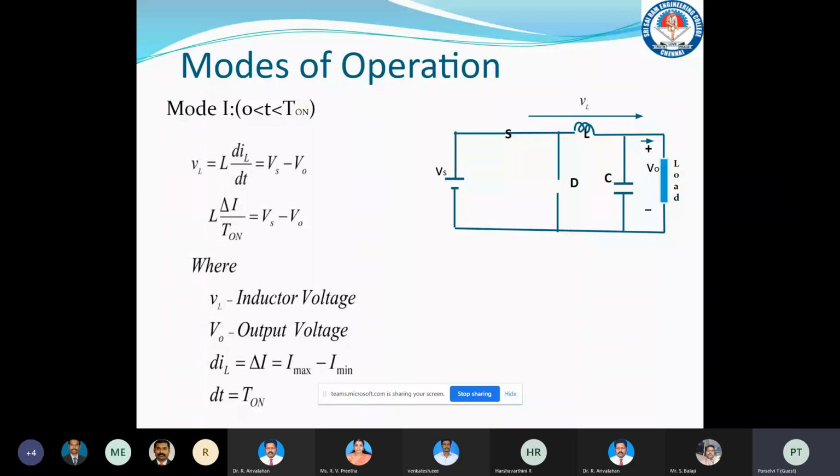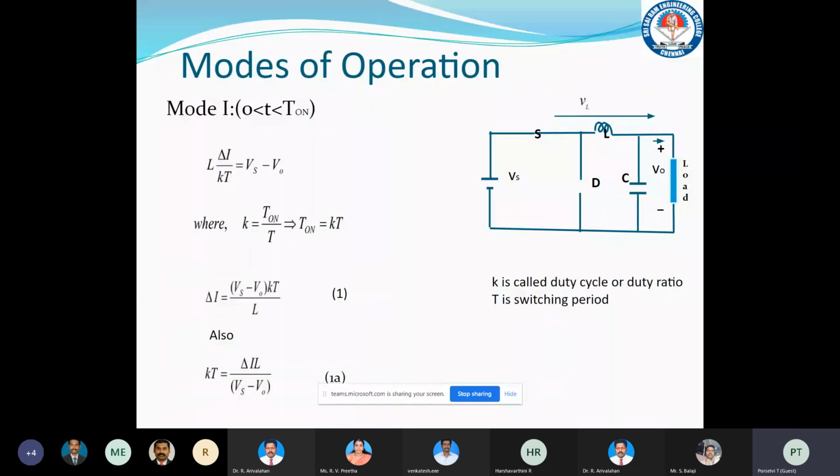And we can write dIL as the change in the inductor current, which can be written as del I, and we will take del I as the difference between maximum and the minimum current. So del I is I max minus I minimum. And since mode 1 exists for a duration of T on, we can take dt as T on. So L into del I by T on can be written as Vs minus V0.